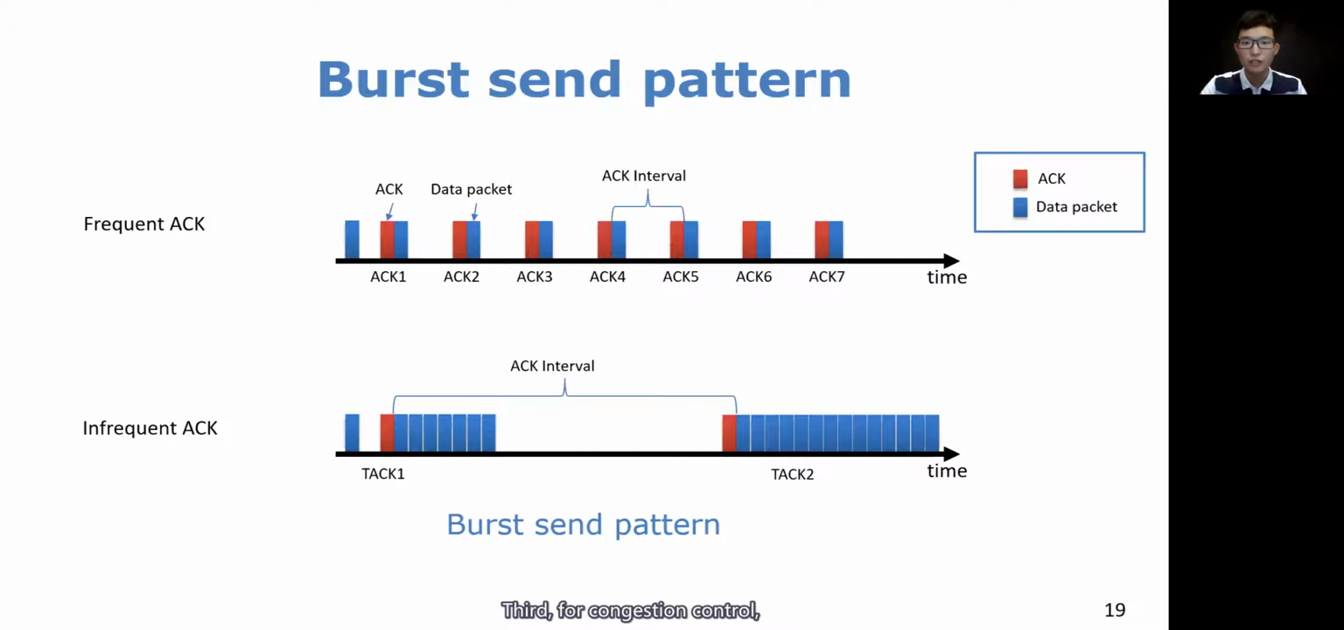Third, for congestion control, a burst of packets can be sent in response to a single delayed ACK. Since TACK might be excessively delayed, the burst send pattern may cause larger buffer requirement, higher loss rate, and a longer queuing delay if not carefully handled.